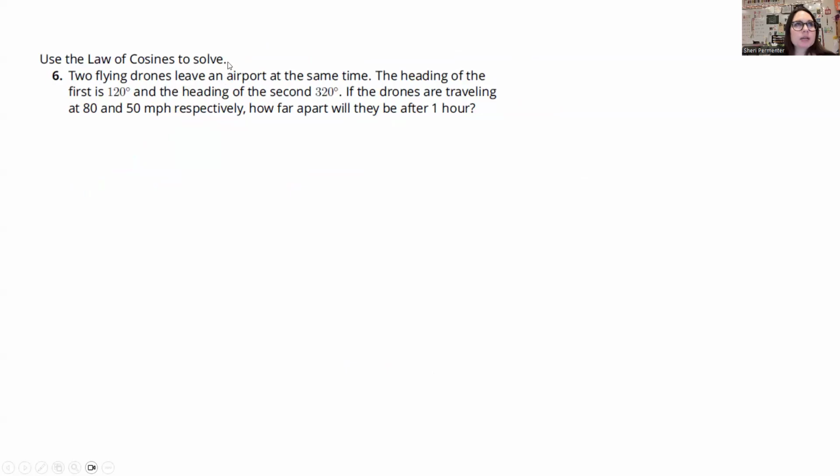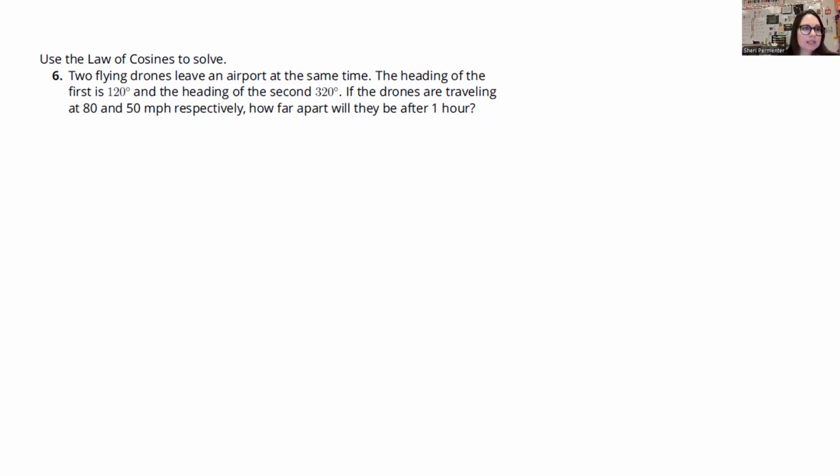This is going to be the law of cosines. Two flying drones leave an airport at the same time. The heading of one of them is 120 degrees and the heading of the second is 320. If the drones are traveling at 80 and 50 miles per hour respectively, how far apart will they be after 1 hour? So I'm going to kind of sketch the situation and then I'm going to create a triangle from it.